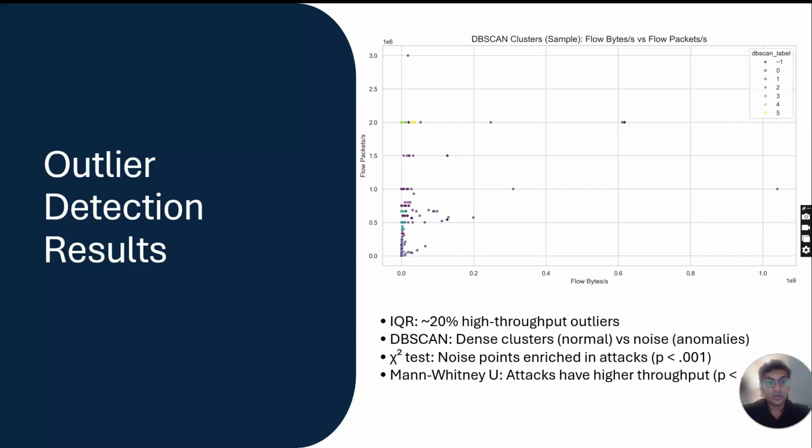Using the IQR rule on the flow bytes per second flags a sizable subset of flows as high-throughput outliers, which is consistent with the presence of many flows in the DDoS-focused file.